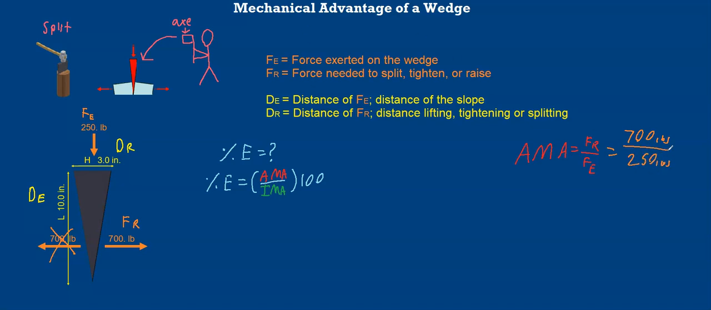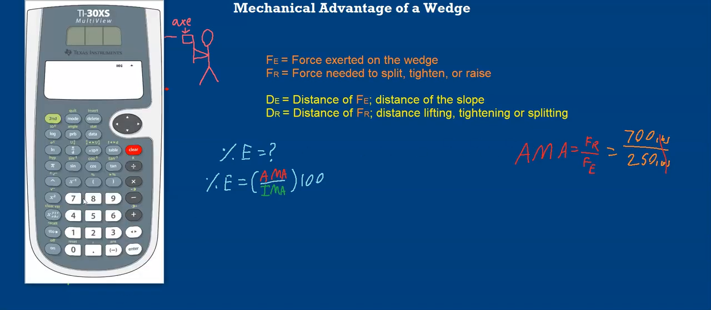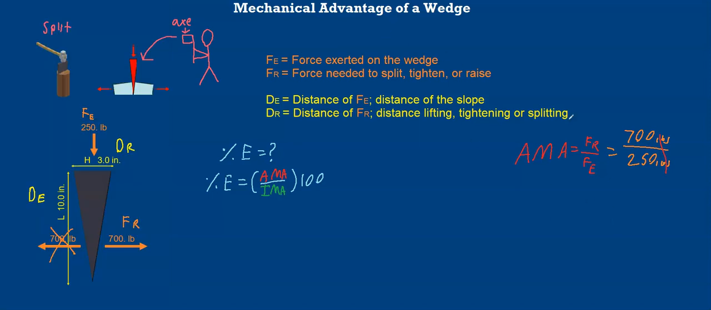We can see that pounds cancels out. To figure this out, we'll plug this into our handy-dandy calculator: 700 divided by 250. We get an actual mechanical advantage of 2.8. And of course, our IMA is our IMA-DR equation, so IMA is equal to our DE divided by our DR.